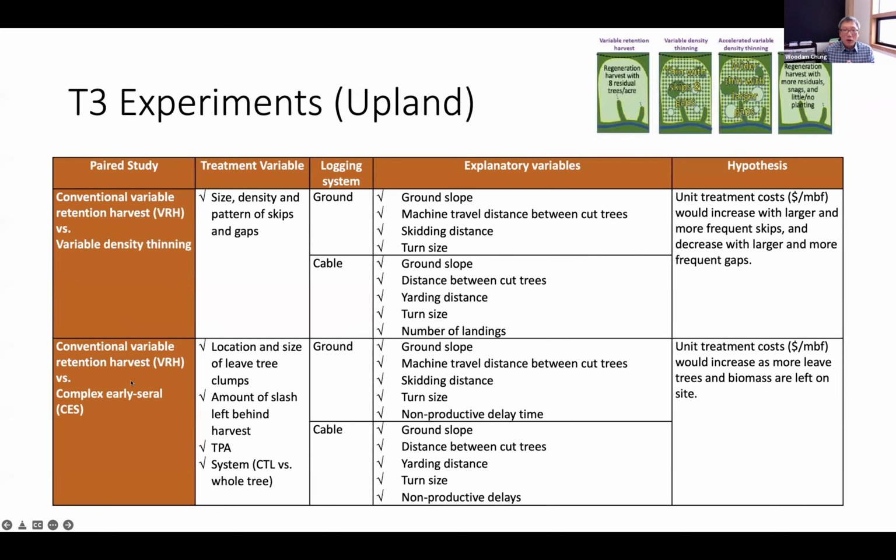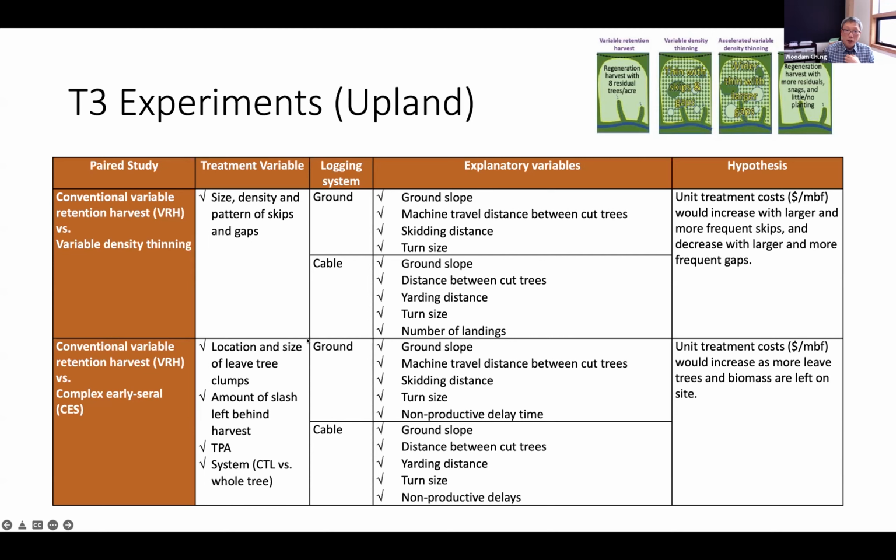And also we can compare conventional practice with complex or early cellular treatments. In this case, probably we can look at the location and size of leave tree clumps, how they affect the cost and productivity of this treatment, and also the amount of slash left behind after harvest. And we can look at the trees per acre in each treatment, and also the system difference between cut-to-length system versus whole tree. So equipment is going to be completely different, and the way the operation runs is completely different. So we can compare those if we apply those different systems in similar terrain and vegetation conditions.